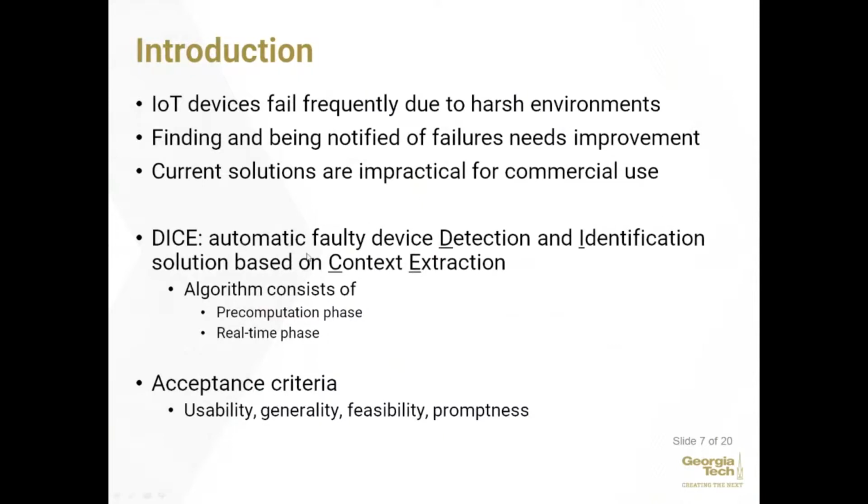So DICE is essentially an automatic faulty device detection and identification solution based on context extraction. So the algorithm consists of two main phases. There's a pre-computation phase where essentially the algorithm is not actually monitoring and detecting if an IoT device in a smart home is failing or not. That's just where the algorithm's parameters are being set up essentially. So what the algorithm needs to do is set up a sort of ground truth as to, okay, what we can currently see in the smart home is a valid state.